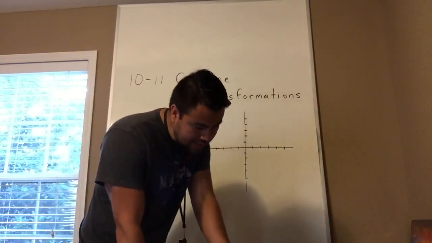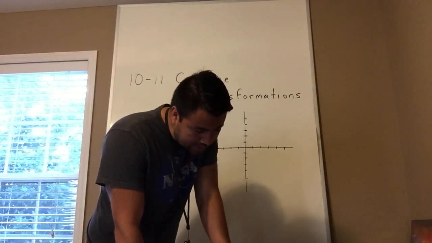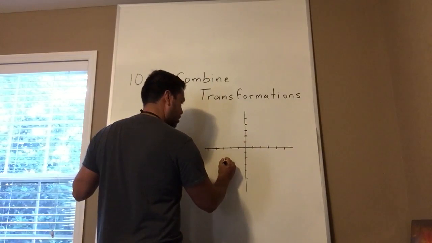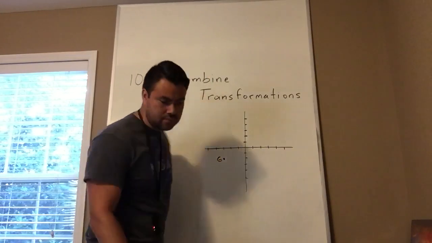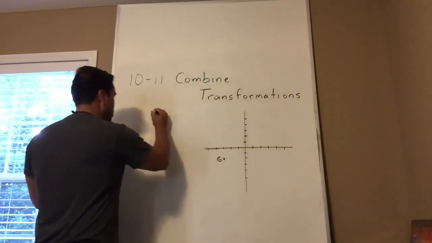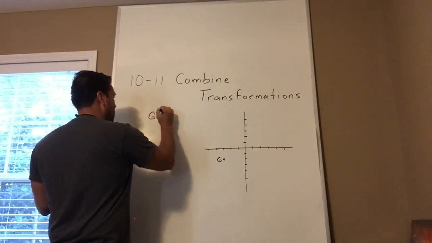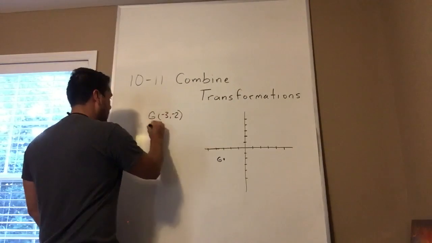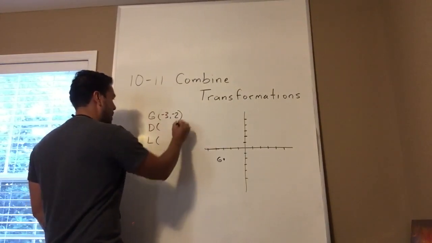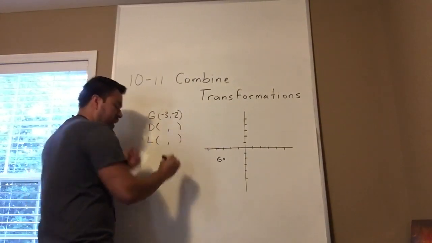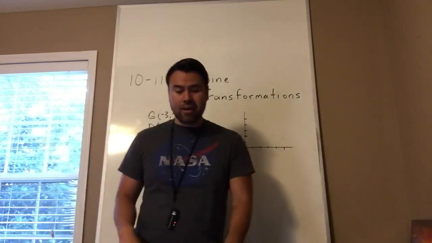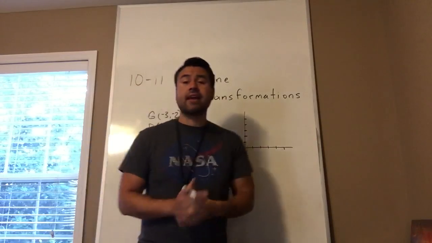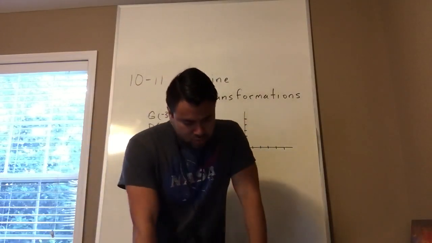It's GDL. G is at -3, -2. That's G. And I'll put that up here. G is at -3, -2. And then D, L. So notice if you're seeing my homework and how when I work it out, I write all the coordinates, I show the transformations, and then I graph them on the paper as well.